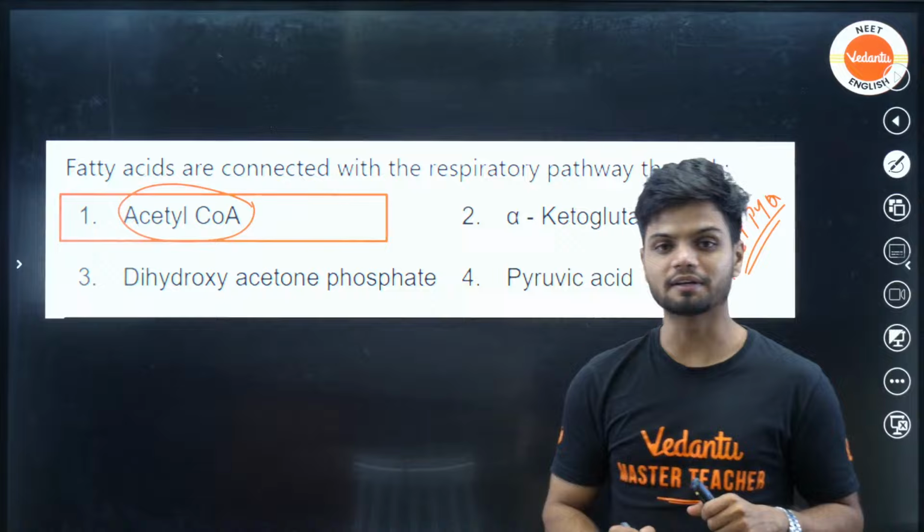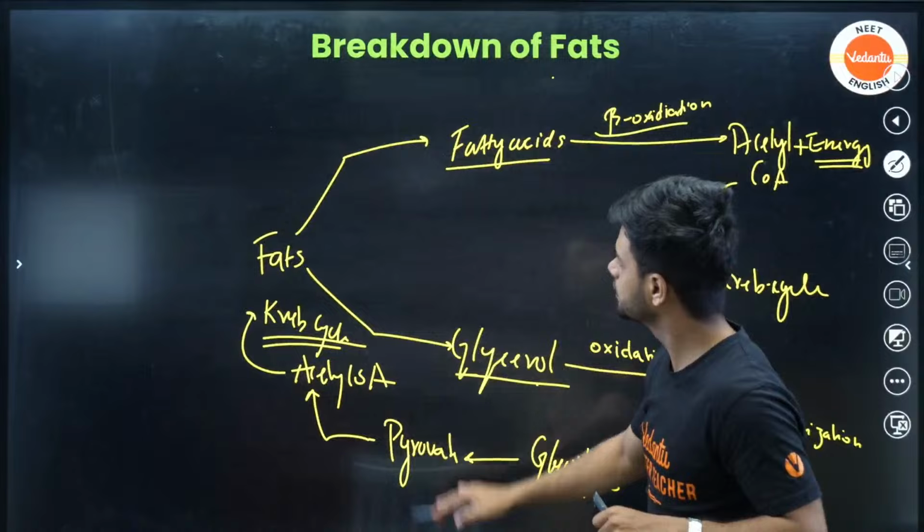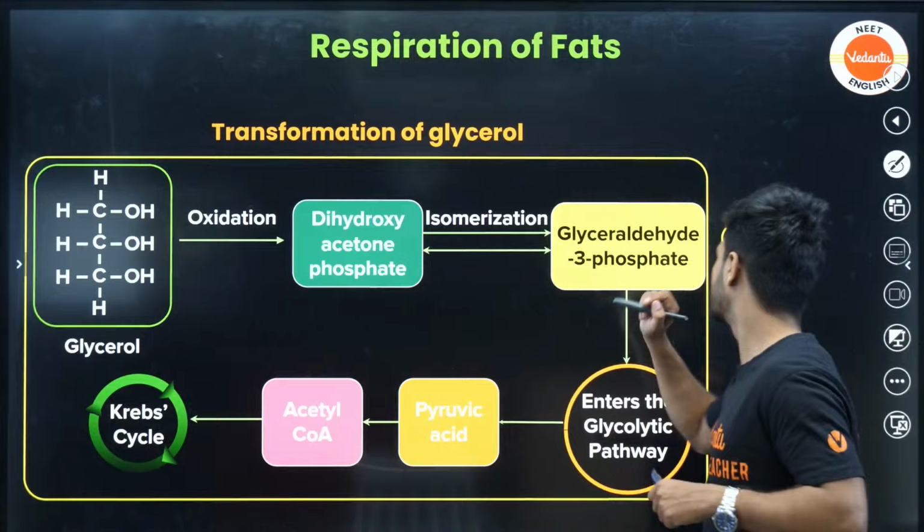Remember this. Students, all these notes will be available to you on my Telegram channel. All you need to do is remember this. Here, fatty acids get converted to acetyl CoA. Glycerol, DHAP and GAP.